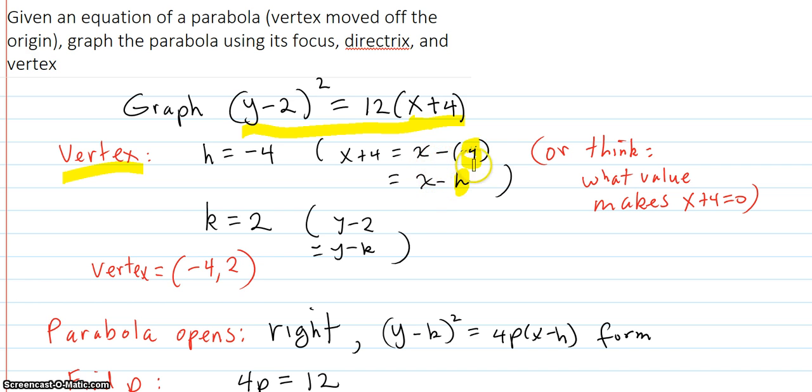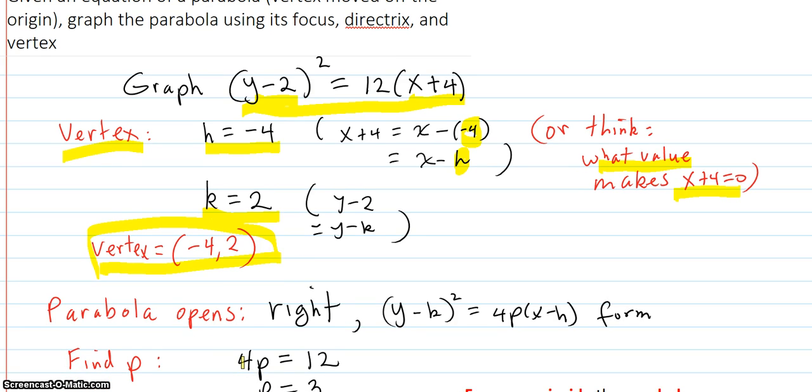So h is -4. The other way to think of it is, what value makes x plus 4 zero, and what value makes y minus 2 zero. So you start at 0, 0, and that would be h is -4 and k is 2. So the vertex is -4, 2.